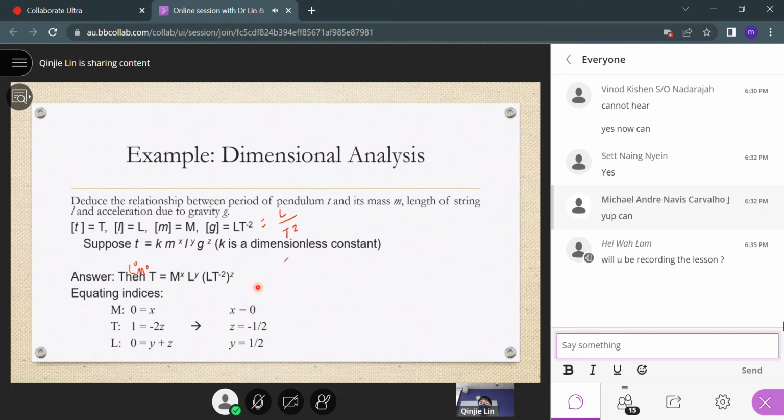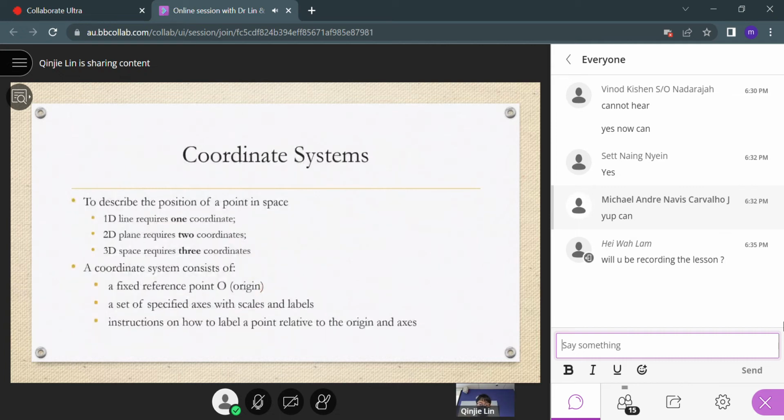Any questions? If you have a question, you can just email me or come and ask me later, okay? Maybe you need some time to digest. Okay, then now we move into coordinate systems.